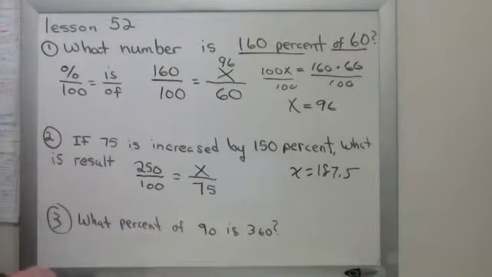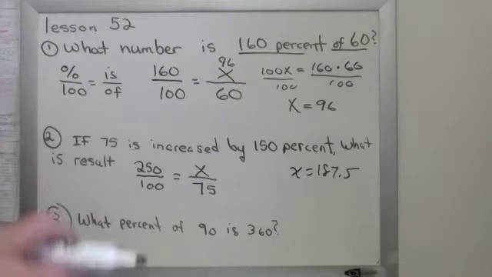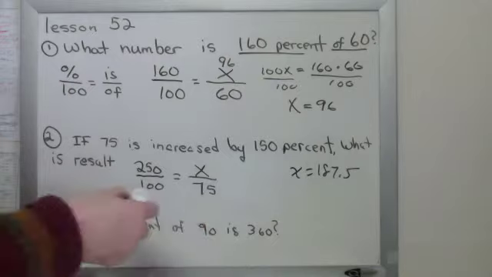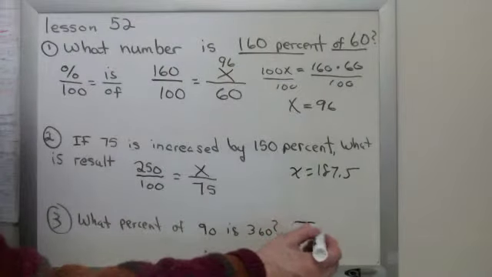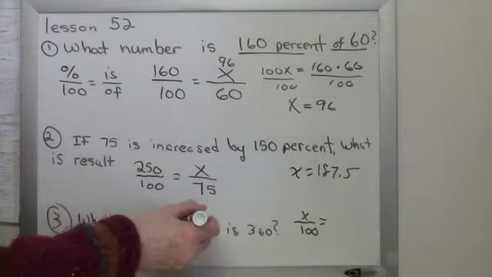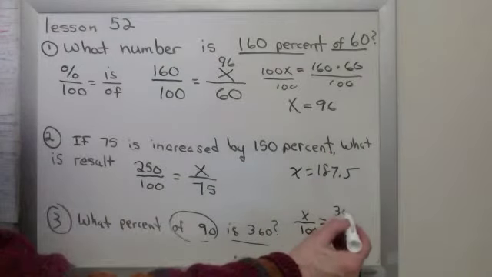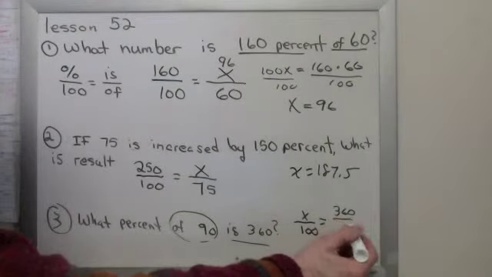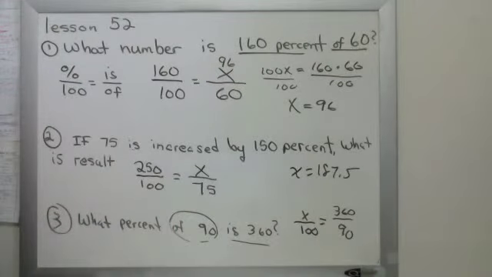All right, number 3 here. What's the answer to number 3? All right, let's check it out. What do I do? What percent? So, in this one, we don't know the percent. What percent? So, x over 100 of 90 is 360. So, we want is over of, so 360 over 90, correct? And then what do I do? Do you remember?